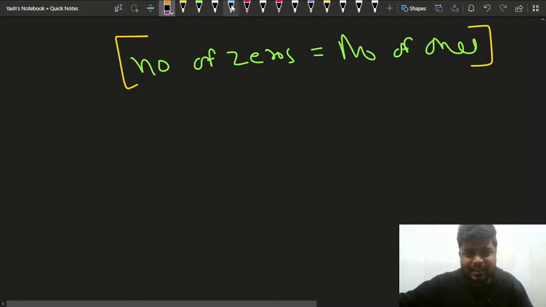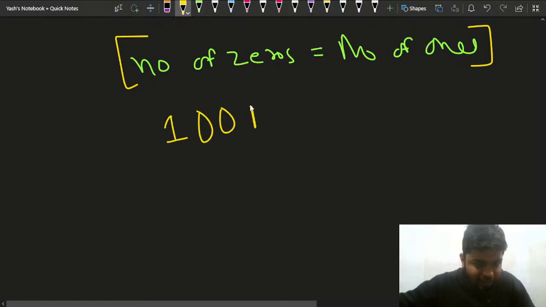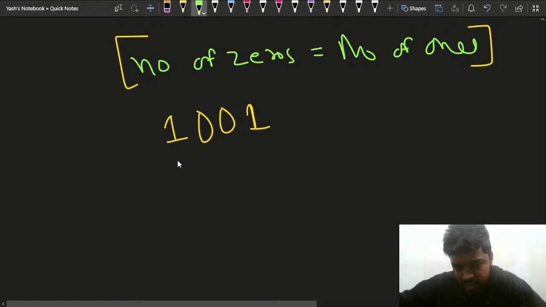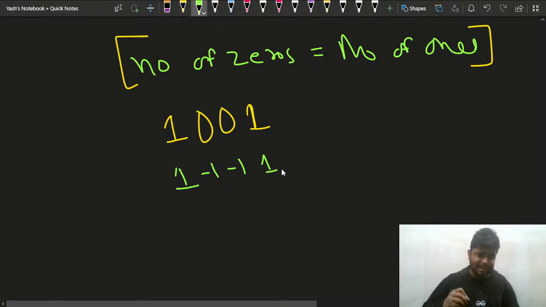If you look at this particular example that I am drawing, 1, 0, 0 and 1, something like this, you represent all the zeros with -1s. So this is 1, this is -1, this is -1, and this is 1, right? Now you take the prefixSum.